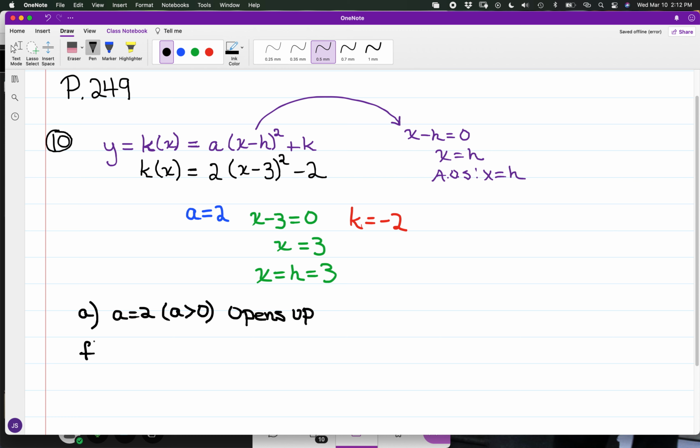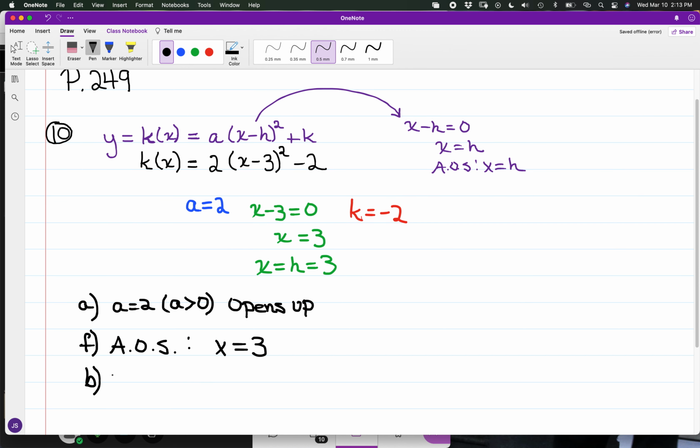And again, not going from part A to part B, but to part F. Part F is asking for the axis of symmetry. And again, for the axis of symmetry, we have x equal to h, and in this case x is equal to 3. Now for part B, we're going to have the location of the vertex, where the general coordinates will be h and k. And so we'll have the ordered pair 3, negative 2.